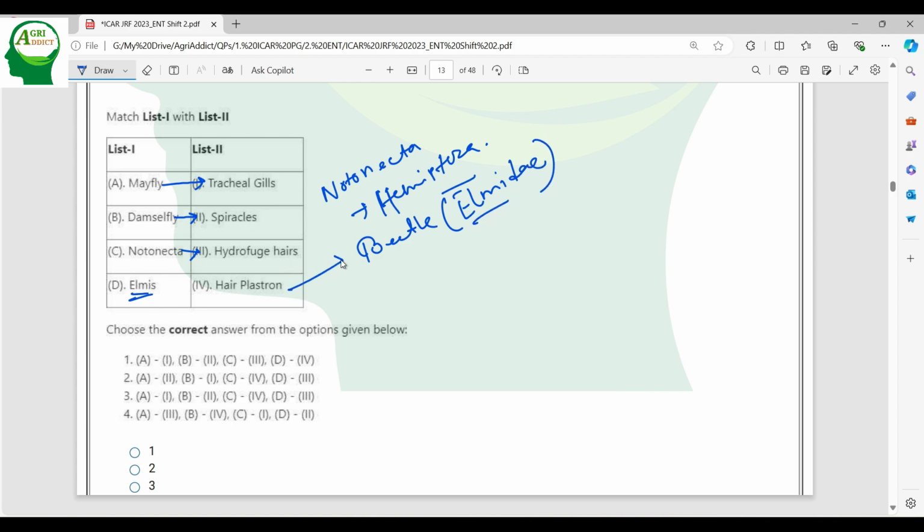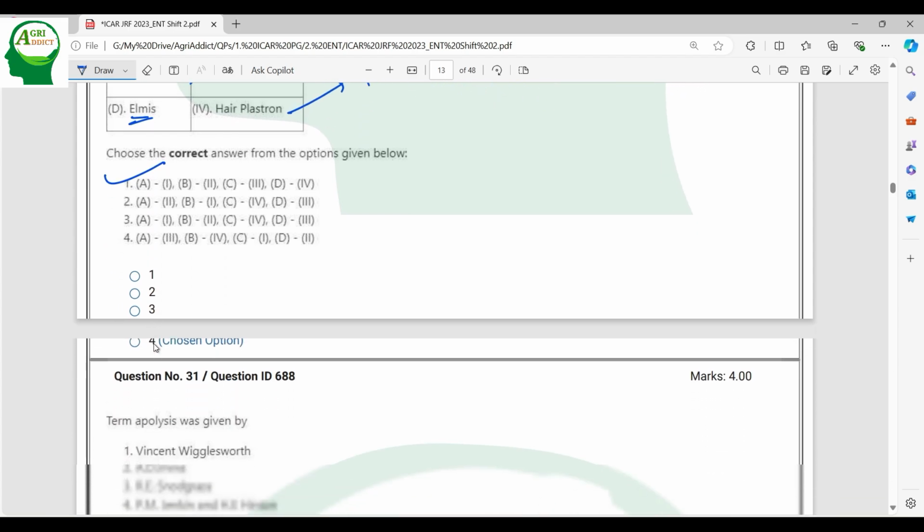Elmis. So you know that this type of water beetles have hairy plastron. So option 1 is the correct answer according to the answer key.